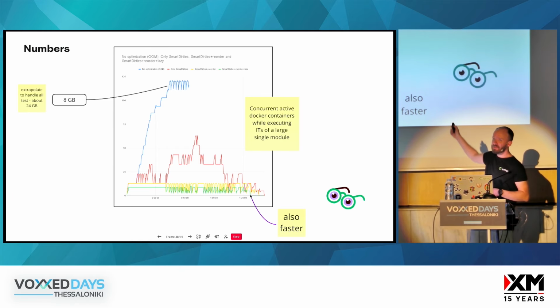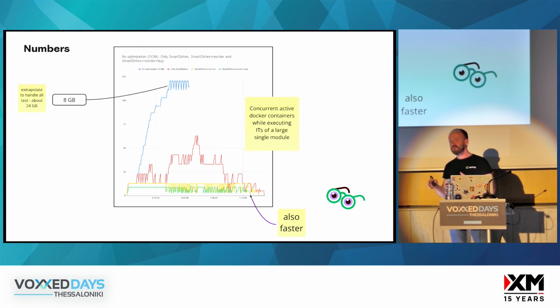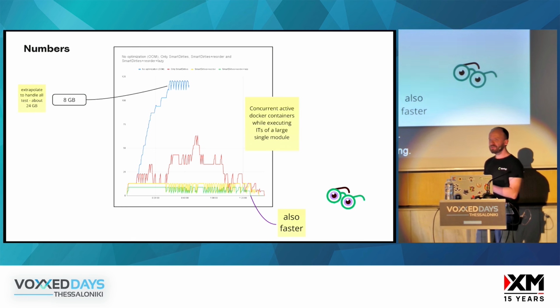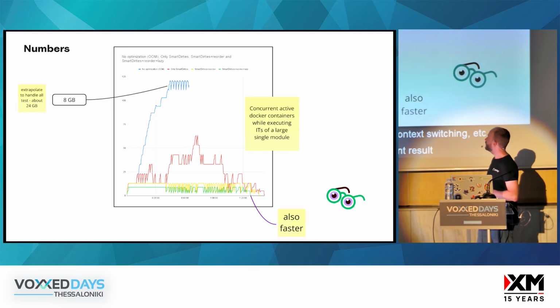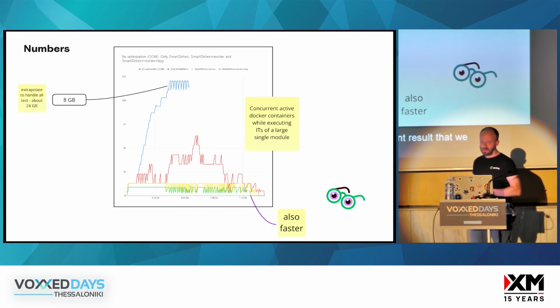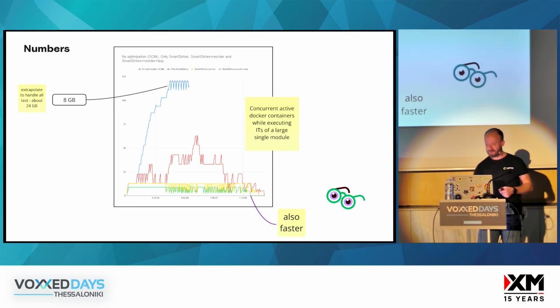And there is a simple explanation for this. If your Docker host doesn't need to manage all those mostly dangling Docker containers that consume resources and need some context switching, etc., your overall system performance is way better. So this is a significant result that we achieved in our project. Also, we had to do this because otherwise we would be just blocked from adding any new tests.